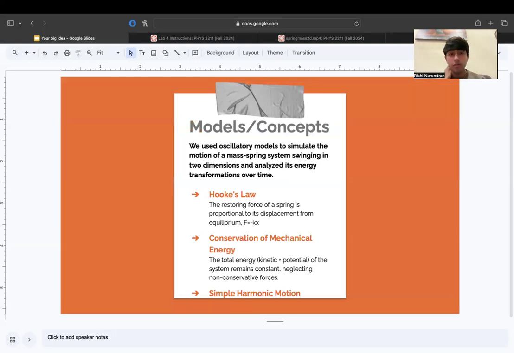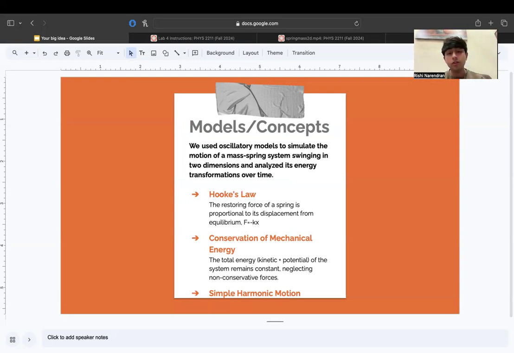Here are some models and concepts that we use. We use oscillatory models throughout the lab that we coded through GlowScript to simulate the motion of a mass spring system, swinging in two dimensions and analyze its energy transformations over time. First, we can talk about Hooke's law. Hooke's law basically says that the restoring force of this spring is proportional to its displacement from equilibrium, F equals negative kx, where k is a spring constant for the spring.